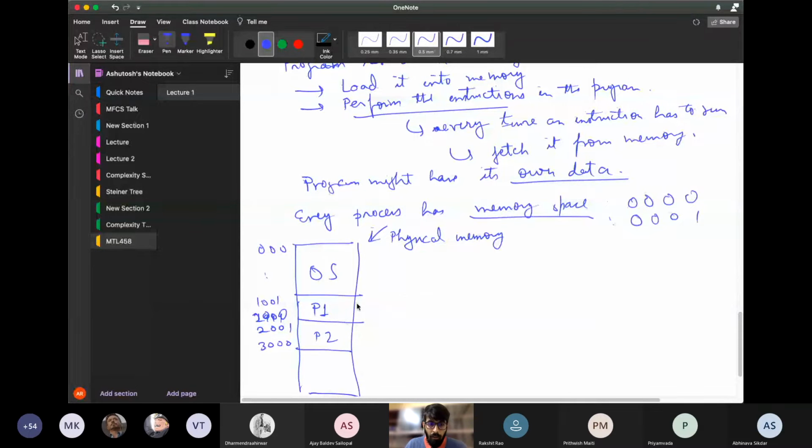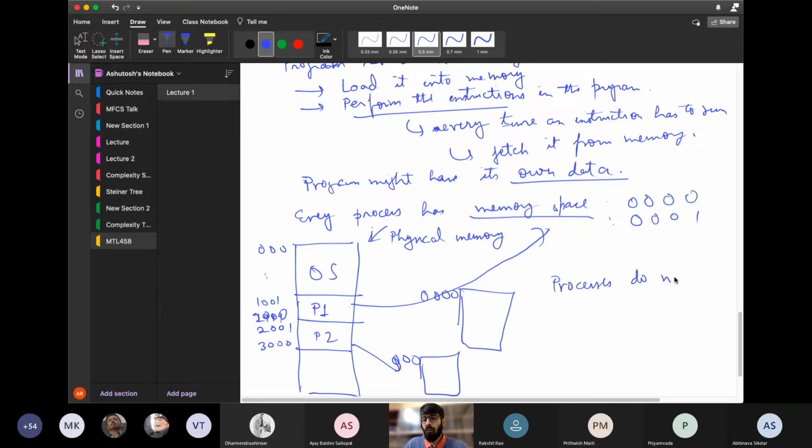But when this process looks at its memory space, the memory space is going to be from 0. Even this process's memory space is going to be from 0. So this process does not know where it is residing. This job of translating an address in a process's memory space to a physical address is done by the OS.